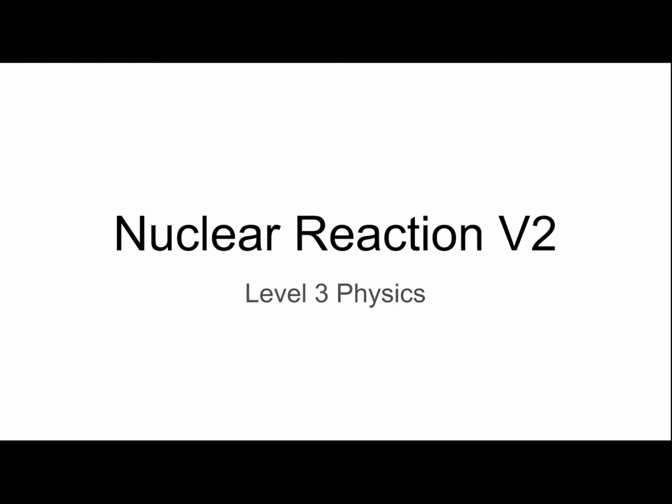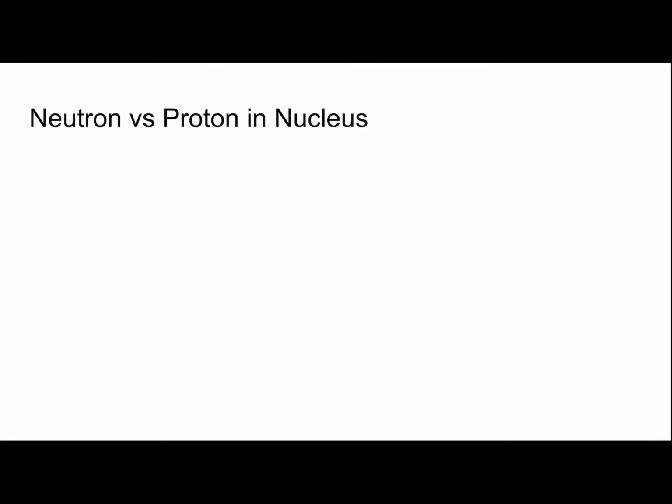Good evening and welcome to part 2 for nuclear reactions, and this is for level 3 physics, for the level 3 modern physics internal standard with 3 credits, or it can also be tested at the end of the year in the scholarship exam. So the first thing we're going to cover is neutron versus proton in the nucleus.